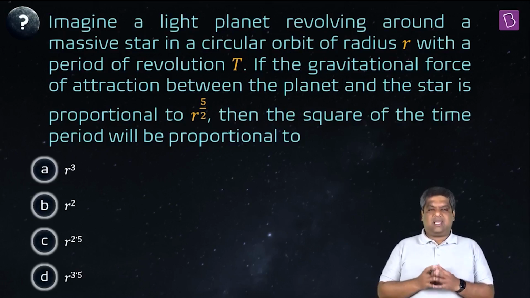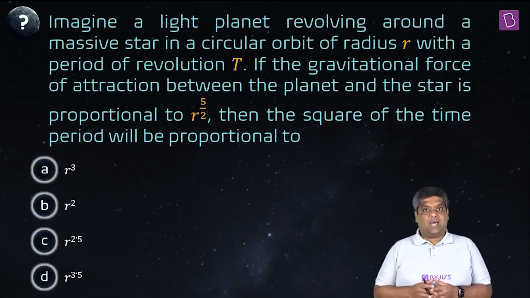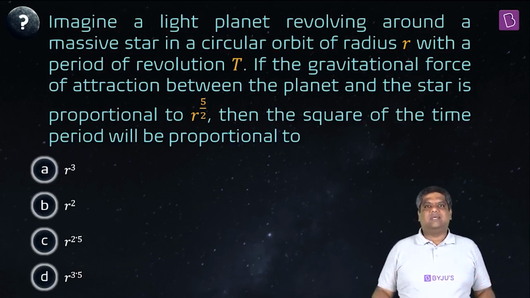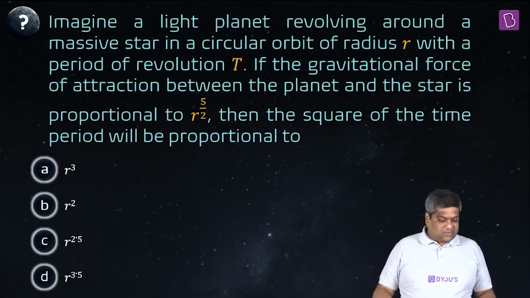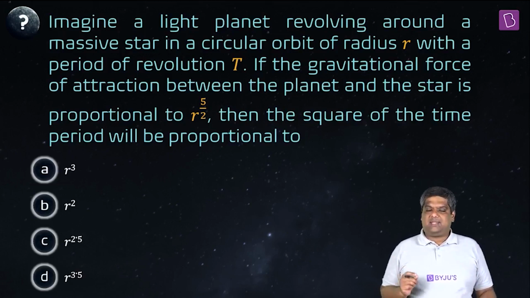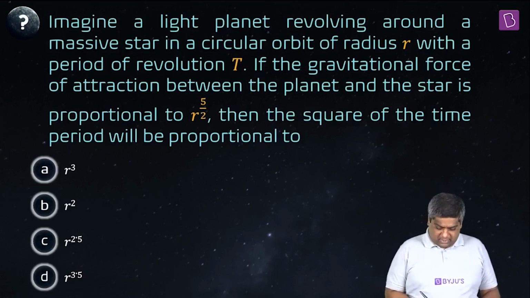Yes, in reality, the gravitational force is inversely proportional to the square of the distance between the two objects. But here they have given an imaginary situation: if the gravitational force was inversely proportional to r to the power 5 by 2 rather than r to the power 2, then the square of the time period of revolution would be proportional to what power of r? That is the question asked, and let us answer.